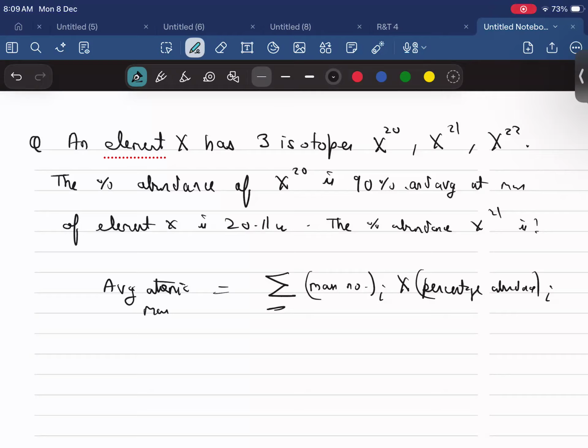If we take x into 21 plus y into 22 by 3. Why are you taking y? You know that x plus y is 10. X plus Y is 10, then 10 minus x, we can take. Yeah, you can do it in one variable itself. Okay, sir. Please tell me the value for that x. Mrinal has taken x for the percentage abundance of the X21 isotope.